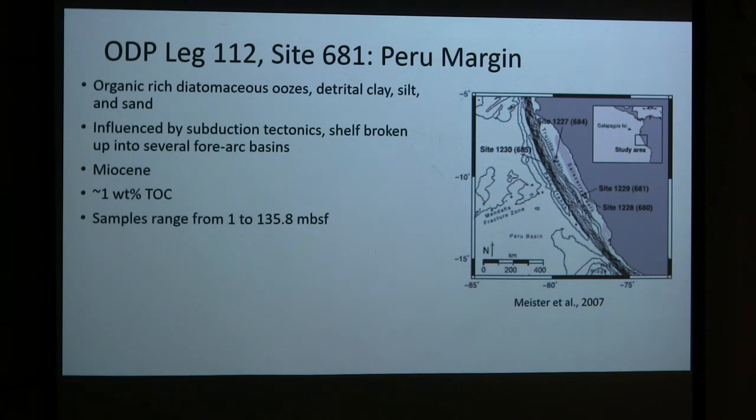Next site, Peru margin. So you have Peru on the left, and here we have the Salaverry Basin. It's rich in diatomaceous oozes. It contains detrital clay, silt, and sand. This site is influenced by subduction tectonics. The shelf is broken up into several forearc basins. It's dated to the Miocene. It's about 1% by weight total organic carbon. And samples range from pretty close to the sediment-water interface down to a little bit deeper than 130 meters below the seafloor.